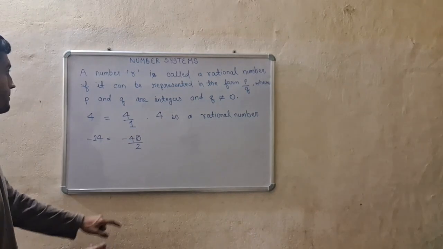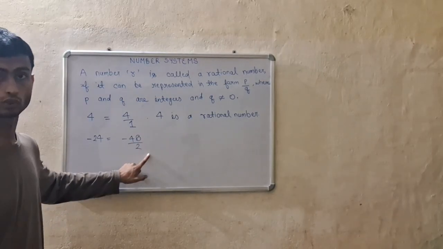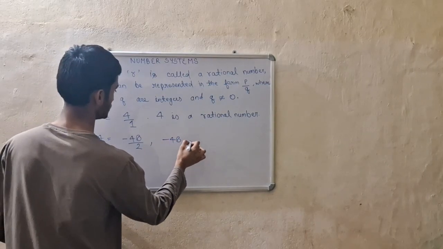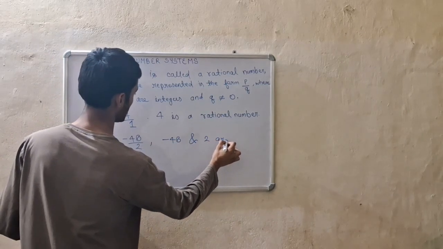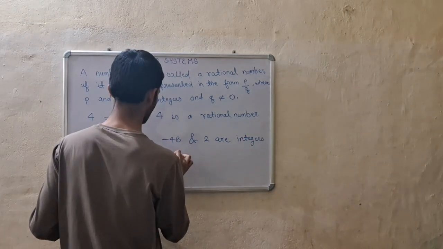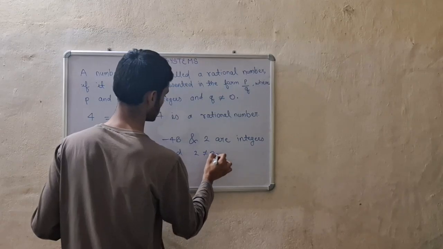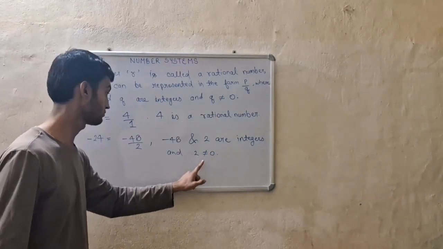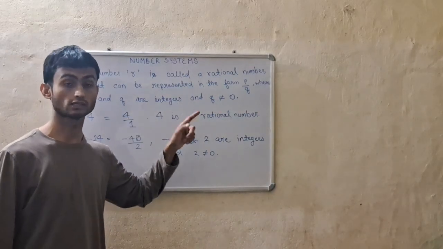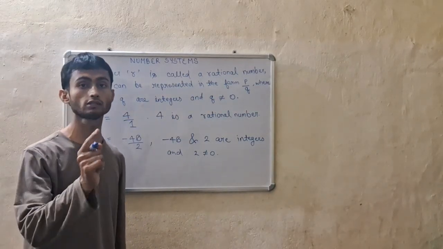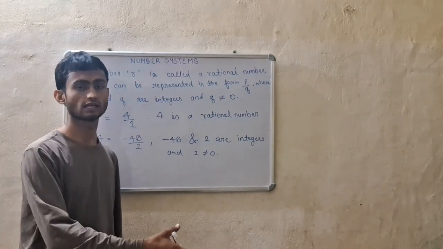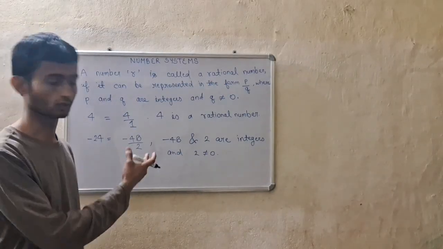Yes it is, because it has been represented in the form P upon Q, where P and Q are integers. Minus 48 and 2 are integers, and 2 doesn't equal 0. And that was the condition. Q, the denominator, cannot be 0. We know that. That is so basic. Why do we insist that Q must not be 0? Because we cannot divide any number by 0. This fact we have observed in our previous classes, so I won't go into that.